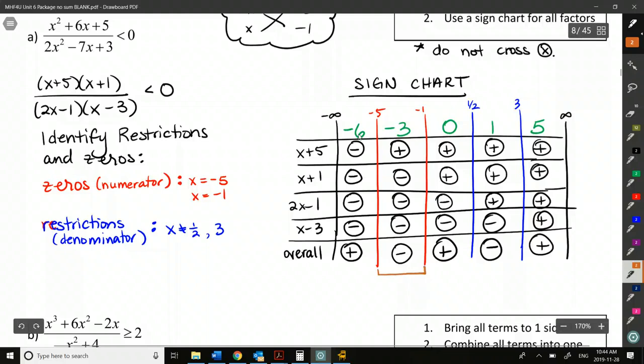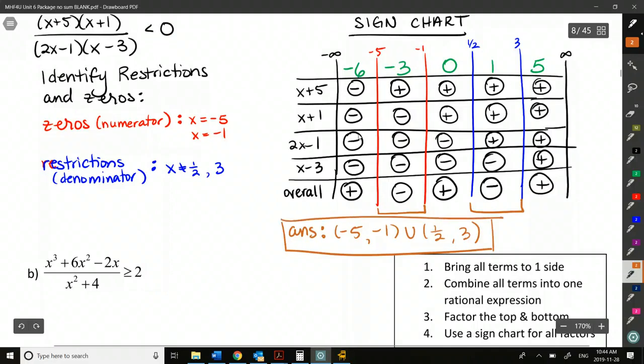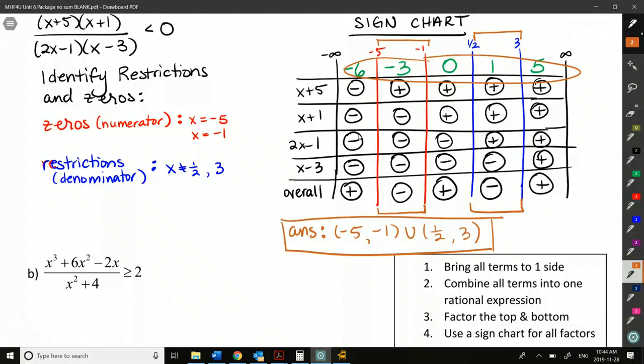So here's my interval. This is the first one, and this is the second one. So the answer will be between -5 and -1 in union with 1/2 to 3. Round brackets on everything because I don't want to include restrictions in the set because my function's undefined for those values, and I also don't want to include zeros because I'm only looking for where this function is less than 0, not less than or equal to 0. Okay, so remember, we're using the zeros and the restrictions as the boundaries of our function. We only use these test values to test in the function to see if those areas between are positive or negative areas.